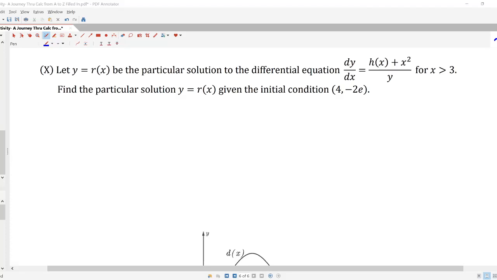Okay, part X. Let y equals r of x be the particular solution to the differential equation dy dx equals that for x is greater than 3. So again, all that tells me is we're using the h of x when x is greater than 3. That's that 4e to the 2x minus 6 minus x squared plus 5.